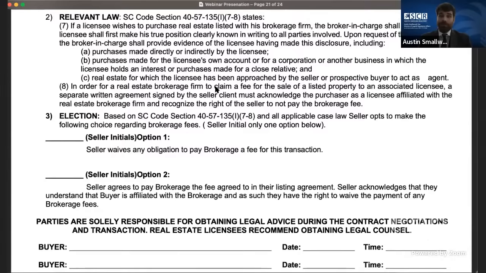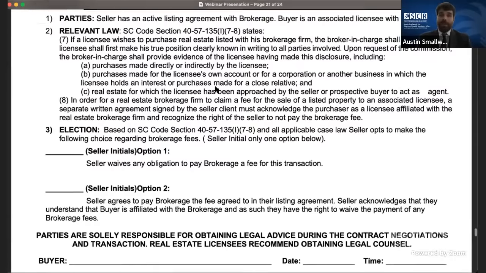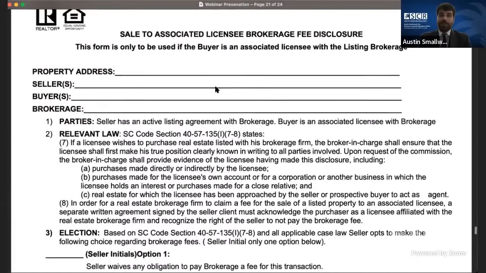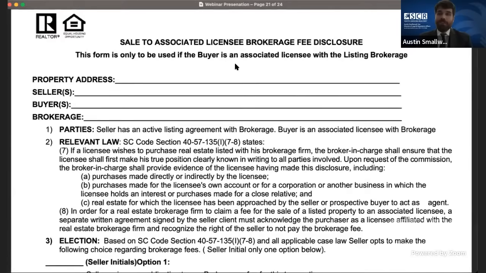All deals are as arm's length as possible. So this is going to be Form 540. This will be a form that will be used, and again, this is only to be used if the buyer is an associated licensee with the listing brokerage, meaning you're the same broker in charge. You have access to that property through like the intranet or your file cabinet. Doesn't mean that you're with the same franchise. It means you have the same broker in charge. Doesn't mean that you're representing a buyer. It means that you are personally the buyer.